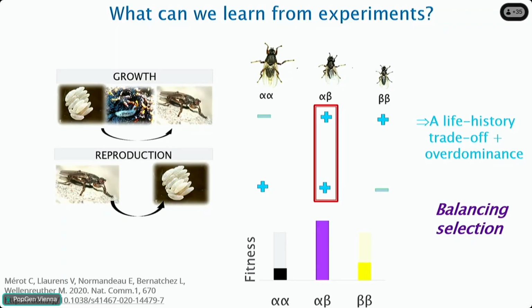There is also an intrinsic advantage of the alpha beta, but this varies depending on the density. When density is high, mostly alpha beta will survive. When density is low, more or less all karyotypes have their chances. So that's what's called antagonistic pleiotropy, having different advantages depending on the life stage.